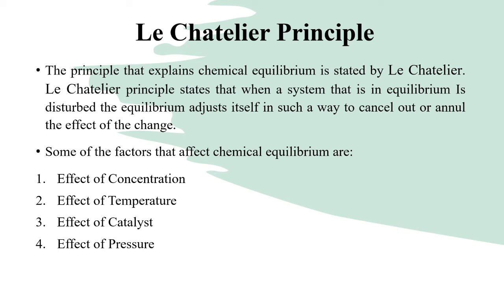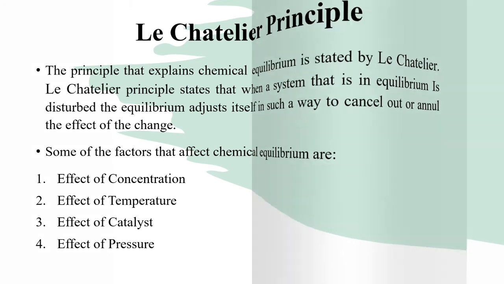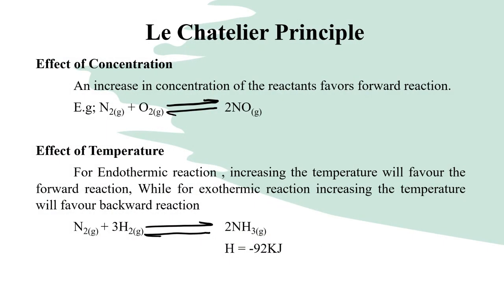Number one, effect of concentration. What happens when there is a change in concentration in a chemical equilibrium? Number one, an increase in concentration of the reactant will favor the forward reaction, while a decrease in concentration of the reactant will favor the backward reaction.